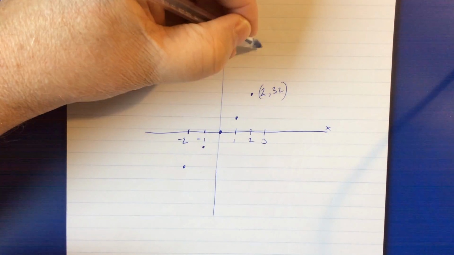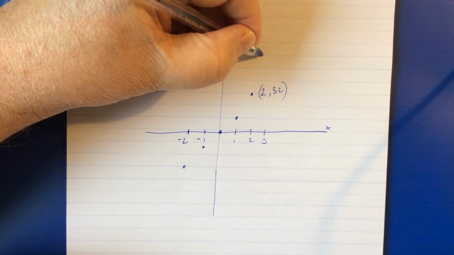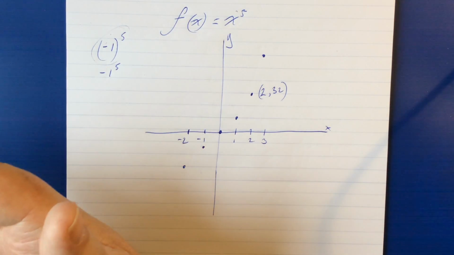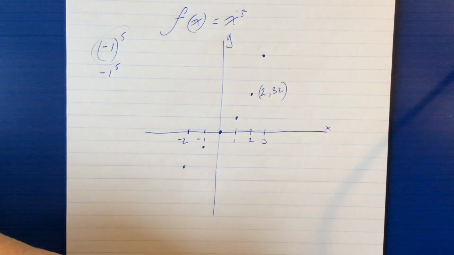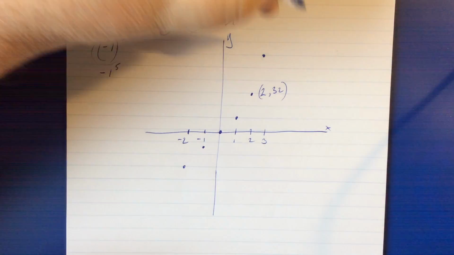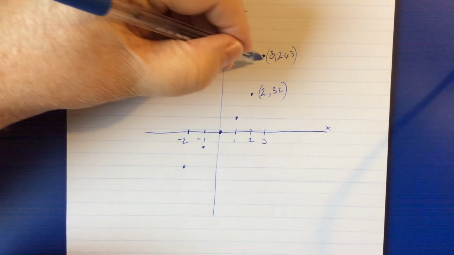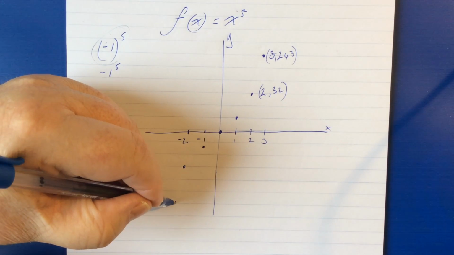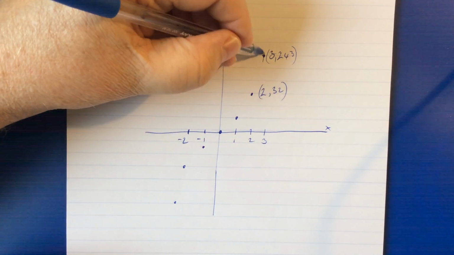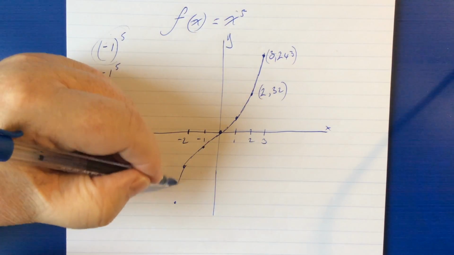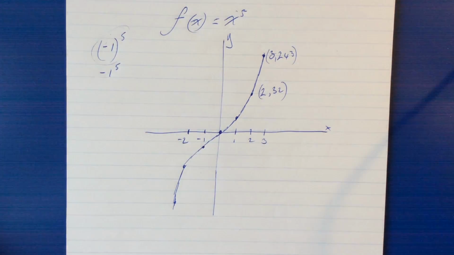Let's try 3. So we'll put that up here, and again you're going to see the deficiencies in my scale. 3 to the power of 5 is 3, 9, 27, 81, 243. So 3, 243. Okay, let's put the corresponding point down there. And what we get is something that those of you who've seen cubics will go, I know that shape. I know roughly what this thing looks like.